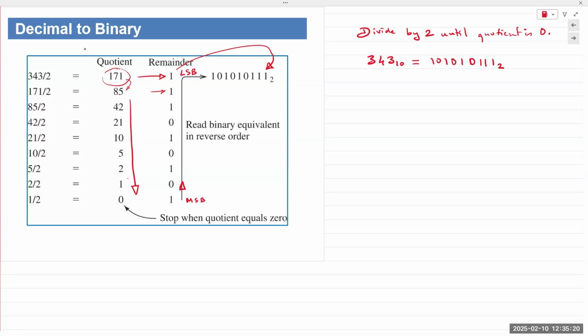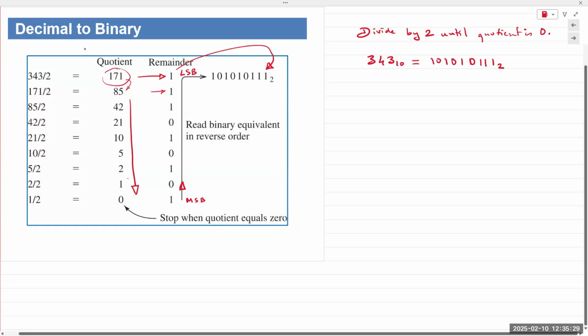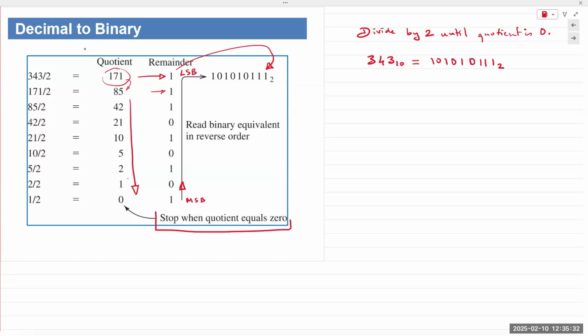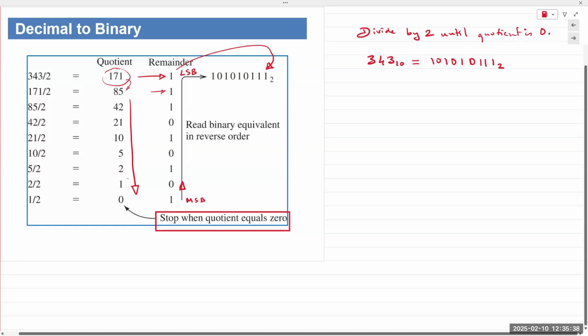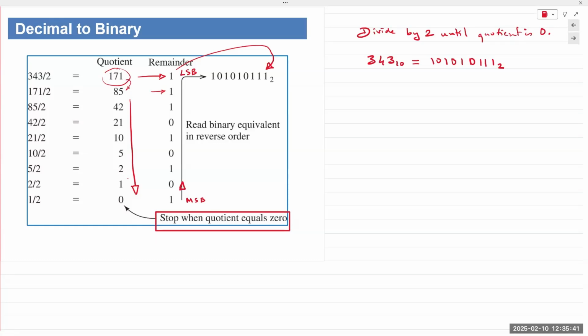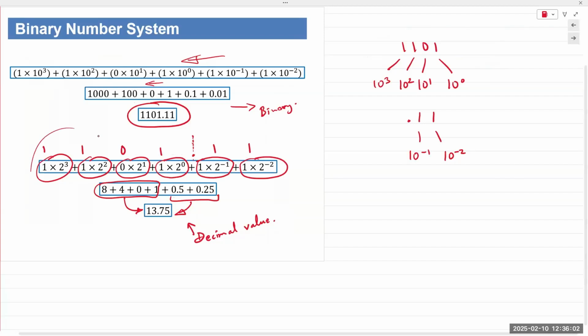Again, we stop when the quotient equals 0. Okay, so that's from decimal to binary. For binary to decimal, we multiply. Decimal to binary, we divide. This is a reminder right here.